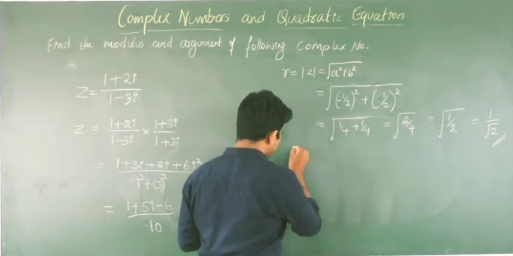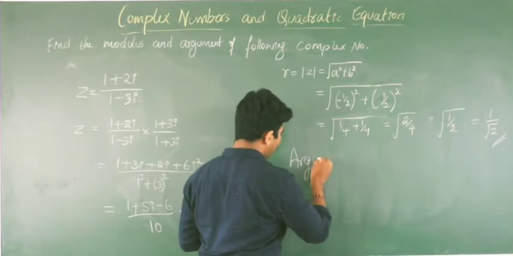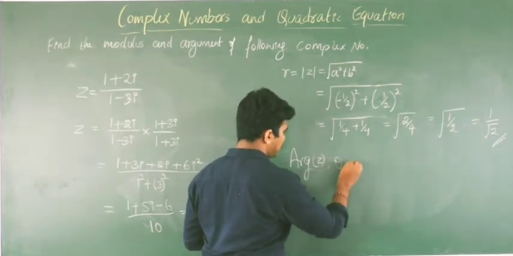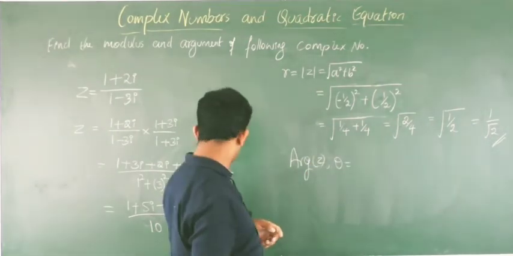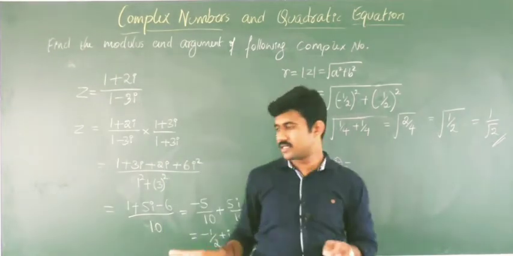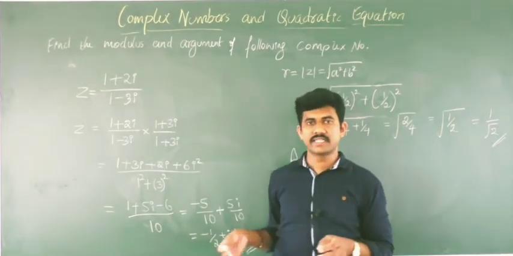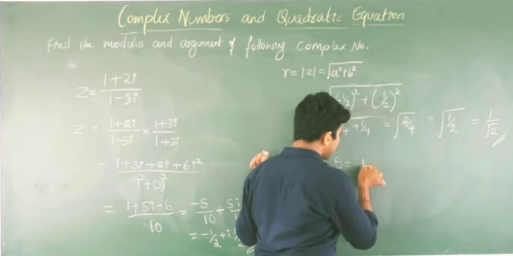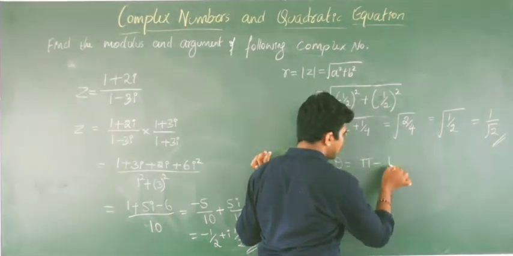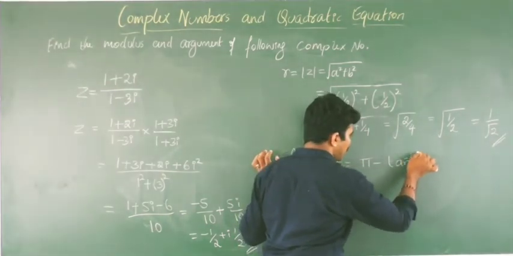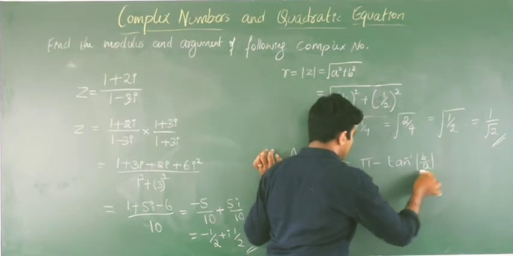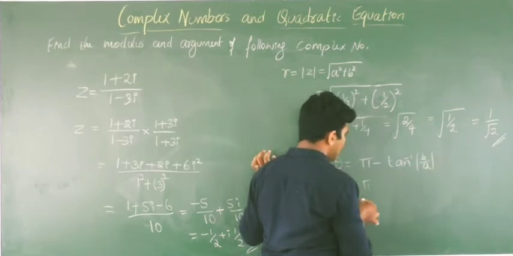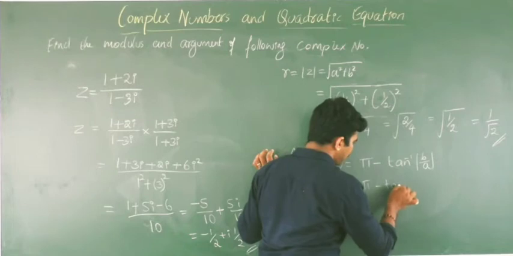Now, what is the argument of the complex number? That is theta. What is the argument? Since it lies in which quadrant? Second quadrant. The argument value is nothing but pi minus tan inverse of b by a. So pi minus tan inverse of b by a.